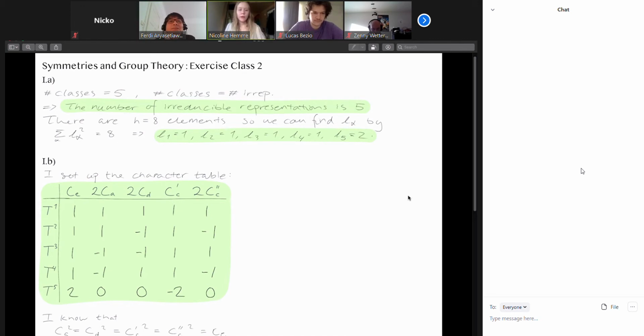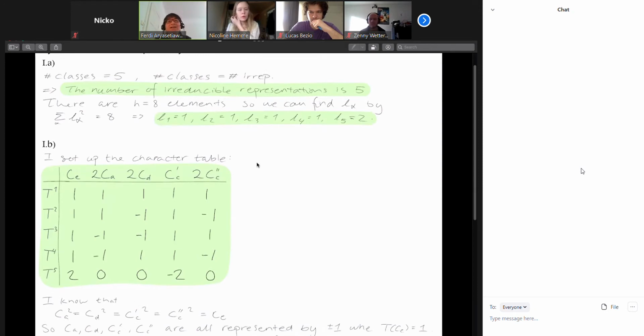And we have 8 elements. So the sum of the dimensions squared for each representation must equal 8. So we can write it up like 1, 1, 1, 1, 2. I guess this is the only possible solution, right? Can you get other solutions? I don't think so. I think it is the only possibility.